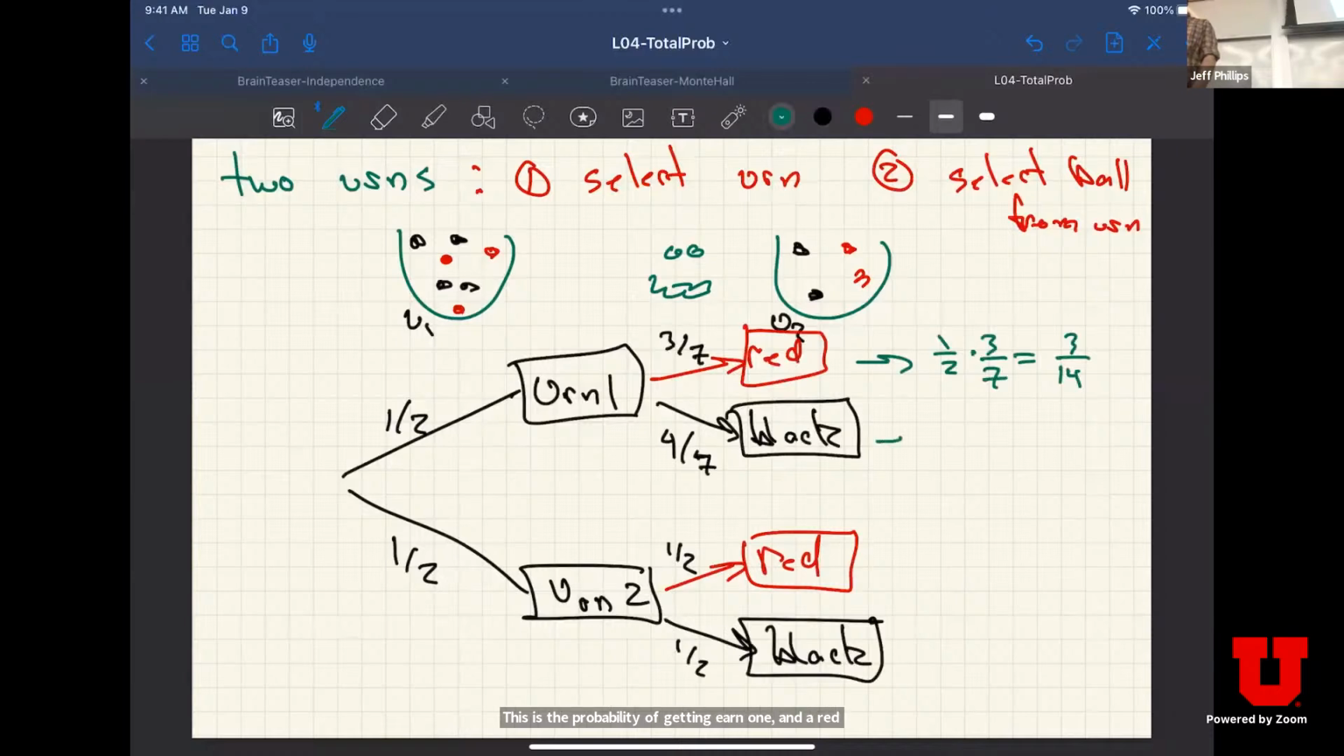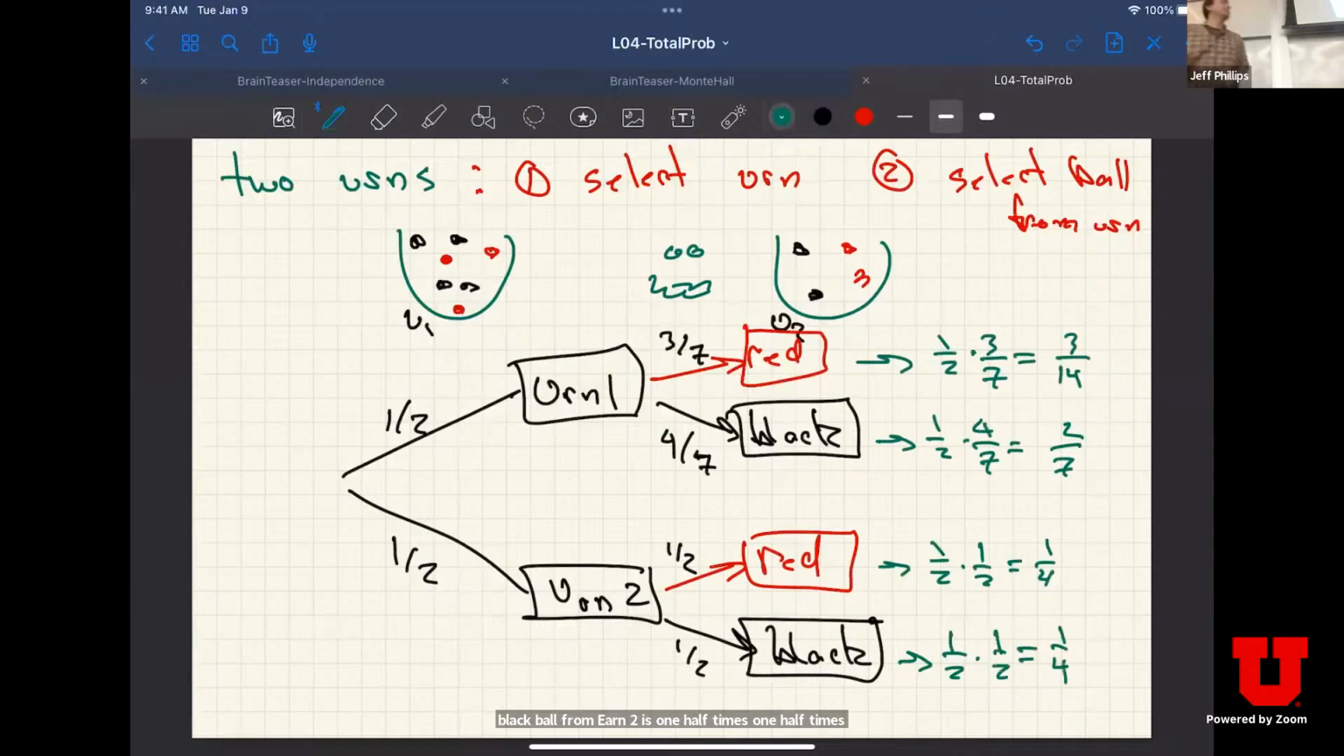We can also say this is 1/2 times 4/7. It's going to be 2/7. That's the probability of getting a black ball from urn 1. Probability of getting a red ball from urn 2 is 1/2 times 1/2 equals 1/4. And getting a black ball from urn 2 is 1/2 times 1/2 equals 1/4, right? So this was the probability tree we talked about and you did for your homework.